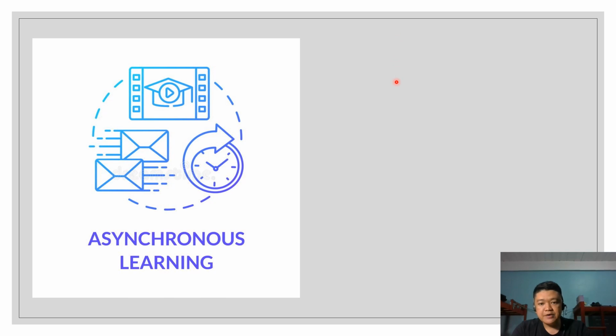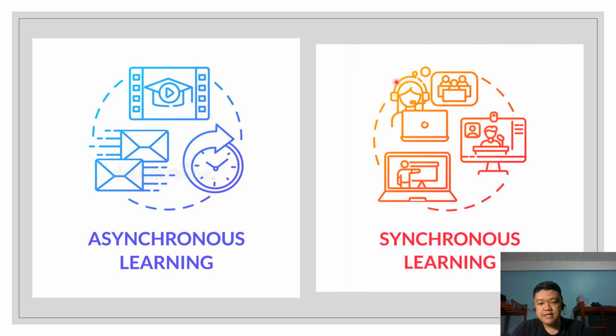The other type of learning that we can use is the synchronous type of learning. This is the type of learning wherein the students are engaged at the same time. For example, when we conduct our Google Meet, that is an example of synchronous type of learning.